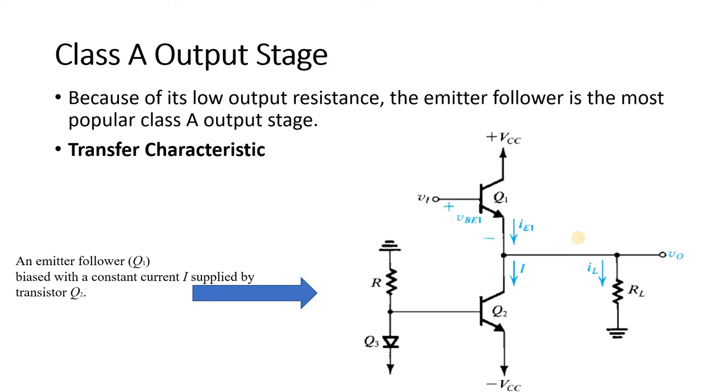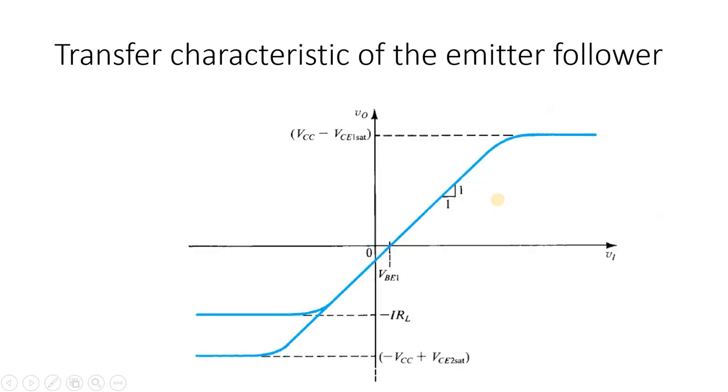In detail I had explained this in the class, so I'll just glance through this topic. Q2 is nothing but a constant current source, so a constant current I is supplied by transistor Q2 for Q1. From there we get the transfer characteristics. In the negative half cycle of V naught, we get two different cutoff points: one at minus I into RL, and one at minus VCC plus VCE2 saturation.